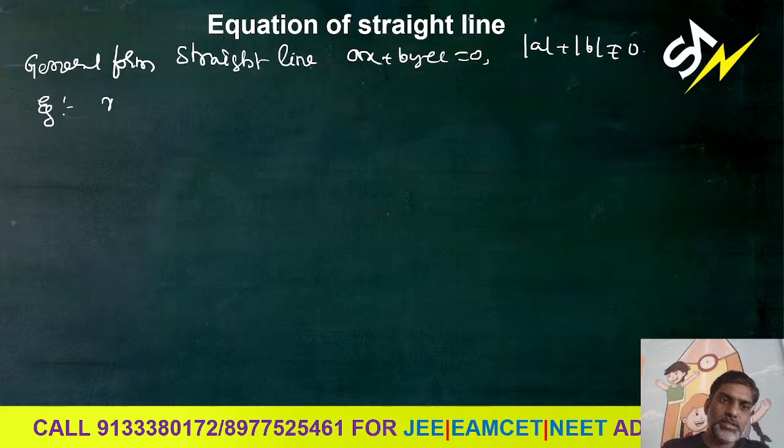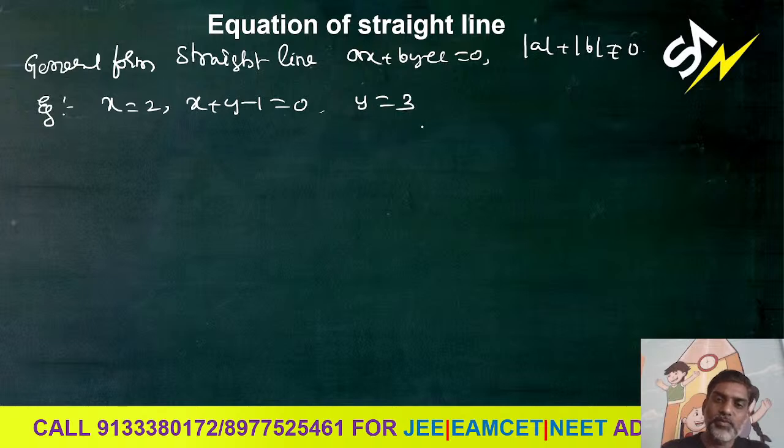What are the examples? x equals 2, or x plus y minus 1 equals 0, or y equals 3, and so on. These are the different examples for the equation of a straight line. Now let us see different forms of straight lines.